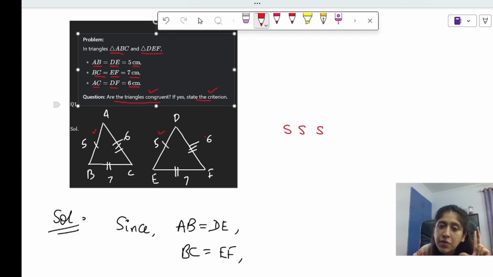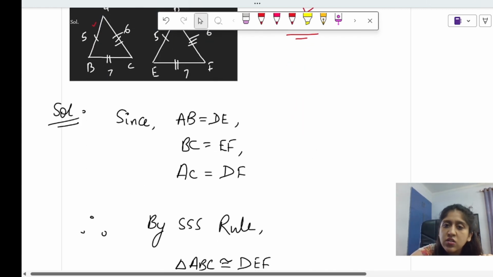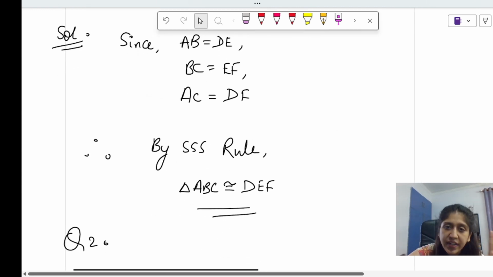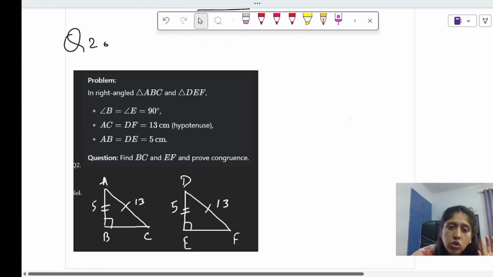Is this congruent? Please reply. Yes, this is congruent. ठीक है? And by which rule is this congruent? This is by SSS rule. We have done nothing. हमने क्या करा? We just looked at which side, which angle, which thing is equal, and उससे we just applied a congruence rule. And we proved that they are congruent. We also proved by which criterion they are congruent. ठीक है? So this is just a solution. If you want a PDF, please comment. I'll give you the PDF also of this full doc I have made.